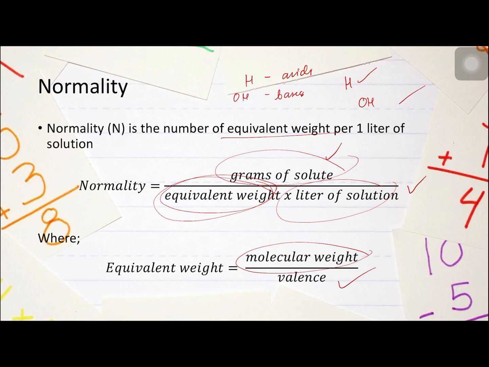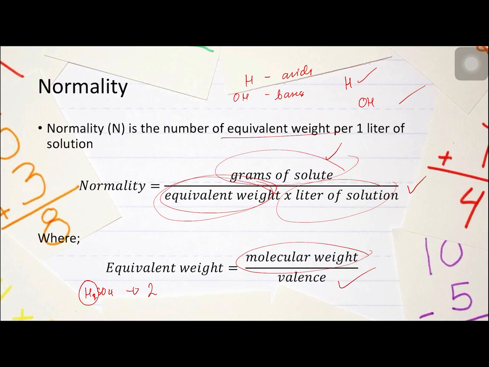So let's have an example. If you are given H2SO4, which is sulfuric acid, what do you think is the valence of this substance? Since this is an acid, all you have to do is look for the hydrogen ions. Since we have 2 hydrogen ions, the valence of this chemical formula is 2.